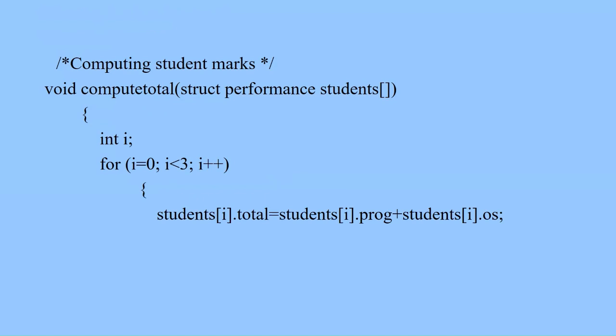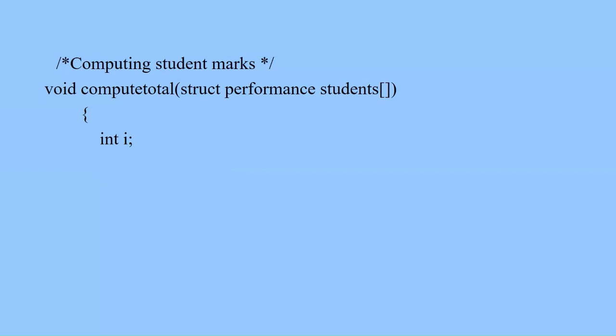So we move to the first statement here, which is we pick the value in memory location called students 0.os. We add to the content of memory location called students 0.prog. The total we assign it in students 0.total. And then we increment the counter by 1. So 0 plus 1 is 1.